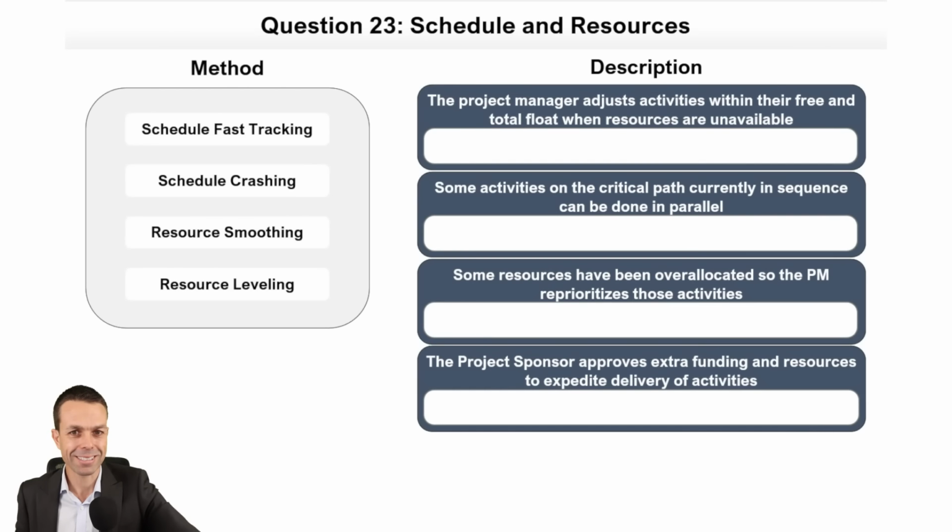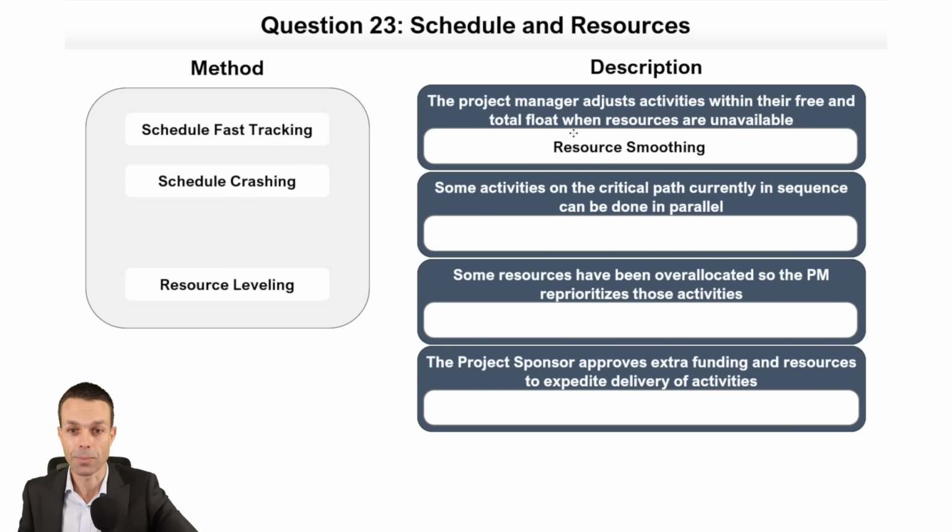All right, what have we got next? Oh, wow, I feel like we've got some hard ones in this session, actually. Schedule and resources. The project manager adjusts activities within their free and total float when resources are unavailable. So we're smoothing them out. Or there's a few different ones. That's resource smoothing and resource leveling. But if it's within their free and total float, then it's a smooth ride. So it's going to be resource smoothing, because we have float available or wiggle room available in our schedule.